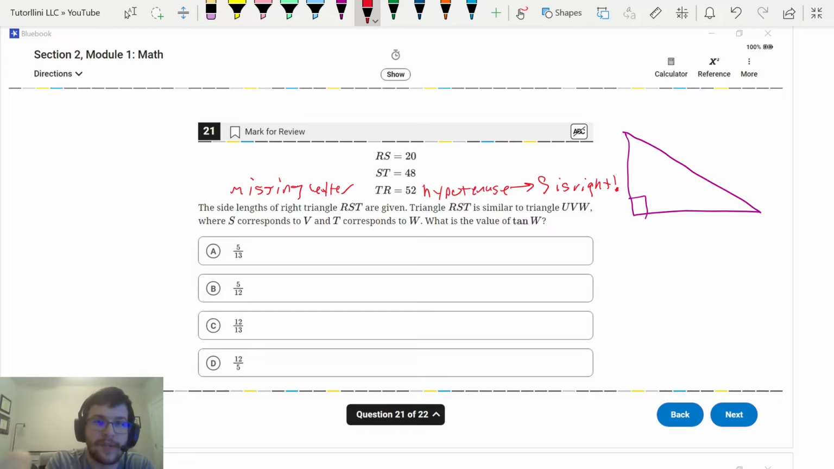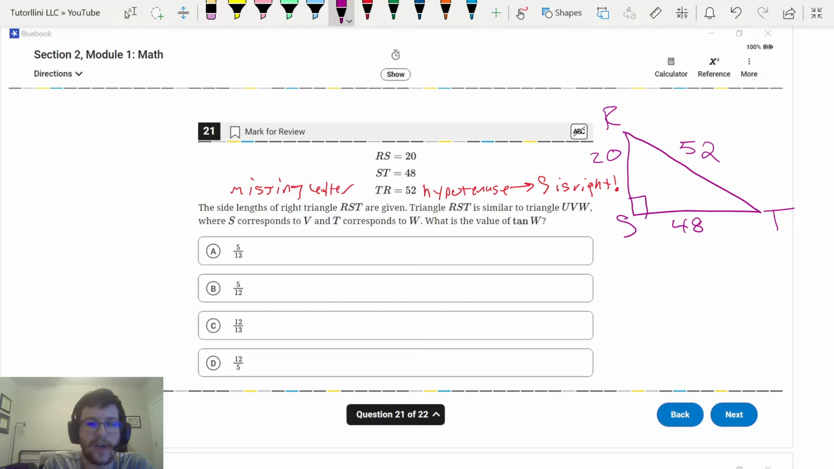So we're going to label this one S. And then it doesn't matter where the other ones go, so I'm just going to label it how I want. So R, S, and T. And now you can label the sides and solve the question. So TR is 52, ST is 48, and RS is 20.